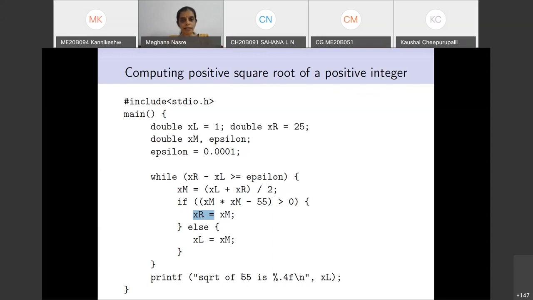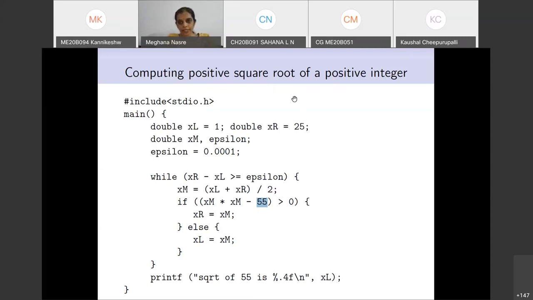So this is a hard-coded program for the square root of 55, but you can of course change it to take inputs from the user. The inputs are going to be the constant whose square root you want to find, the two initial guesses, and the error that you are willing to tolerate. Once you change all of that to be input from the user, you have a small program which will approximately compute the positive square root of a positive integer.